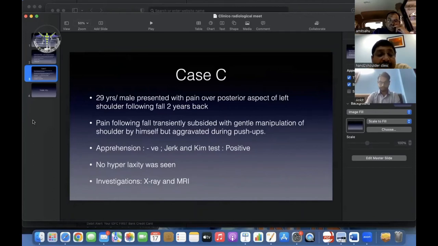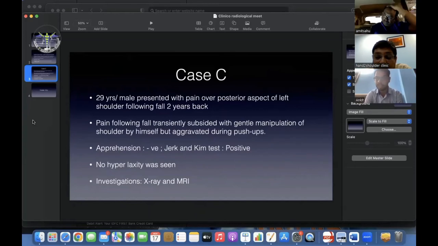So, can you elaborate on the jerk and Kim test? Okay, so the jerk test and the Kim test, if added together, have a specificity of around 91%. In the jerk test, we ask the patient to get the shoulder into 90-degree abduction and forward flexion, and the elbow flexed at a 90-degree angle. As we move the shoulder horizontally, we try to give a posterior force over the shoulder, and that reproduces the pain. Suddenly the patient reproduces the pain which had occurred earlier, so it is positive.